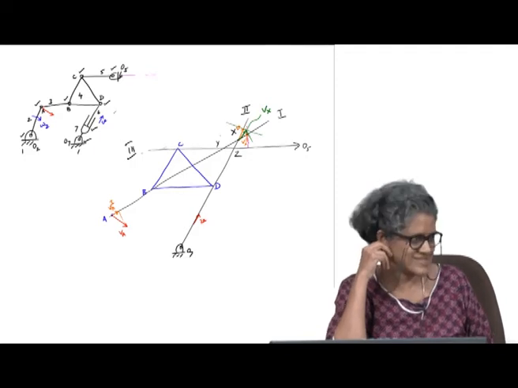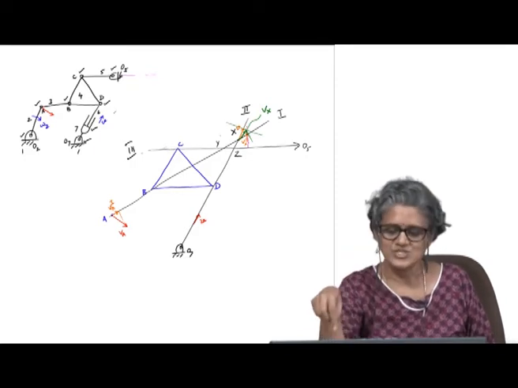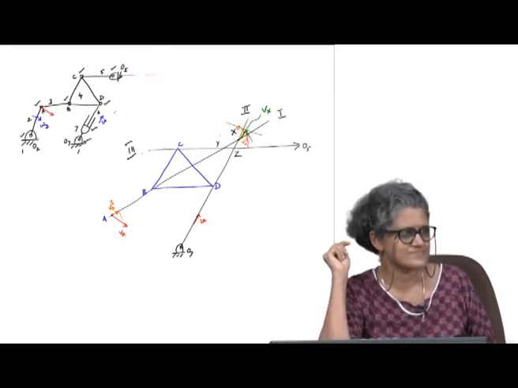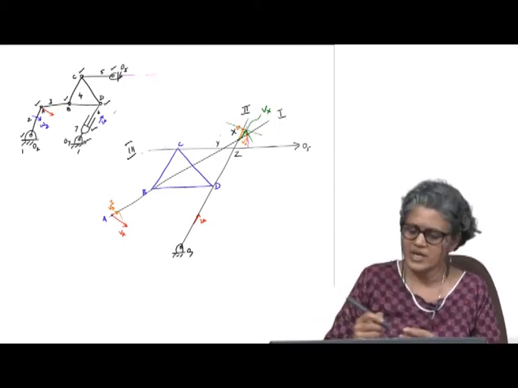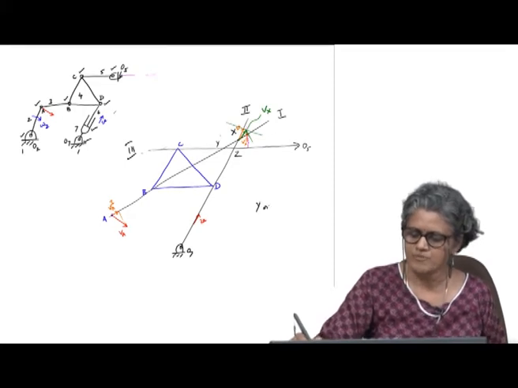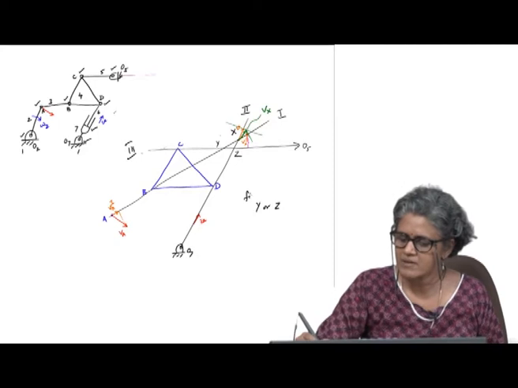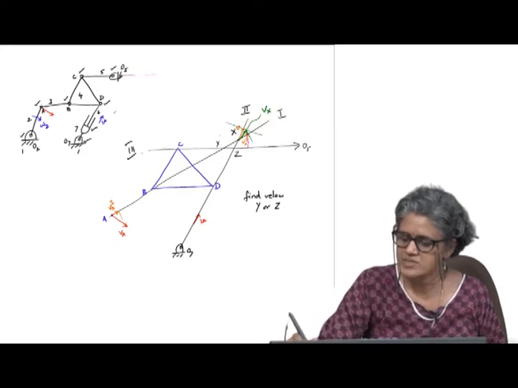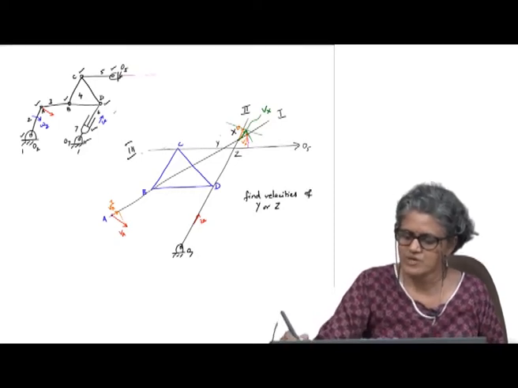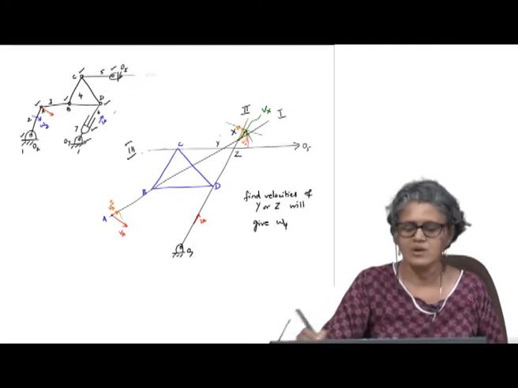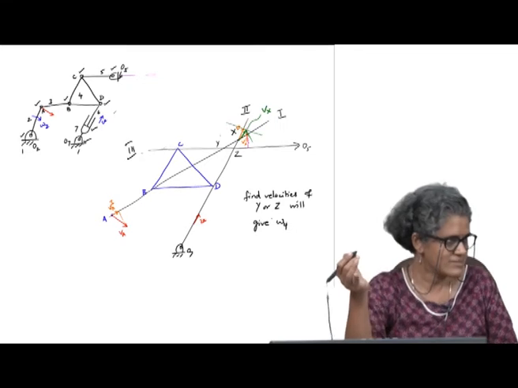Or omega 4? Yes, yes. So, if I want omega 4, I would need Y or Z. Okay. So, Y or Z will give me omega 4. Finding velocities of Y or Z will give omega 4, and then I can use that to find that.